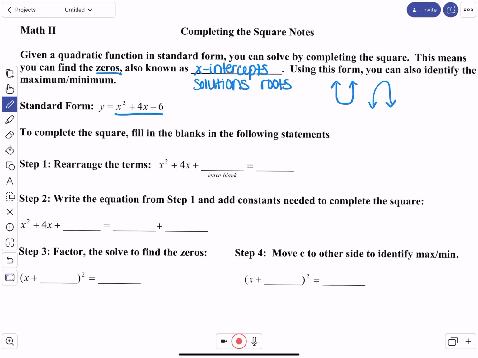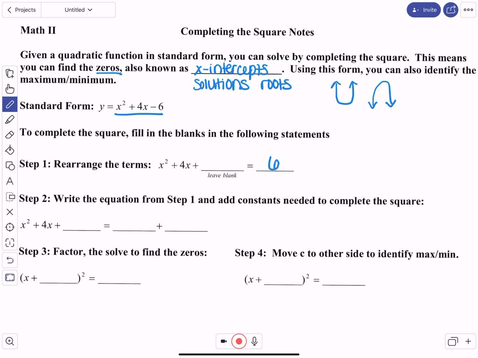So first of all, you want to move the 6 to the other side. And you're going to leave a blank there, and that's why I put that there. You want to leave a space, move 6 to the other side, and if that negative 6 goes to the right side, it's going to become positive.